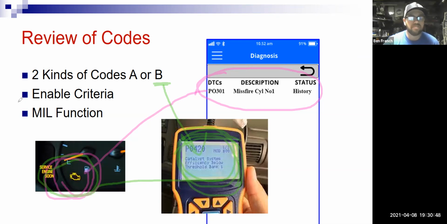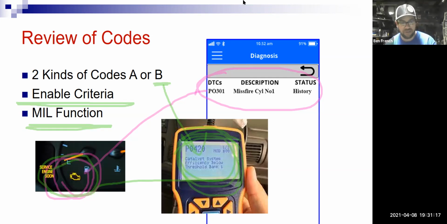And of course, for any code to be set, you first have to meet the enable criteria, right? That's the conditions necessary for that code to be set. And we're going to look at that tonight with a quick case study. And then ultimately, remember that the check engine light, another name for that is the MIL. It functions like this: when a code is set, if it's a type A, the MIL comes on right away. If it's a type B, it's going to lag a little bit until it sees consecutive failures in a row before it comes on.